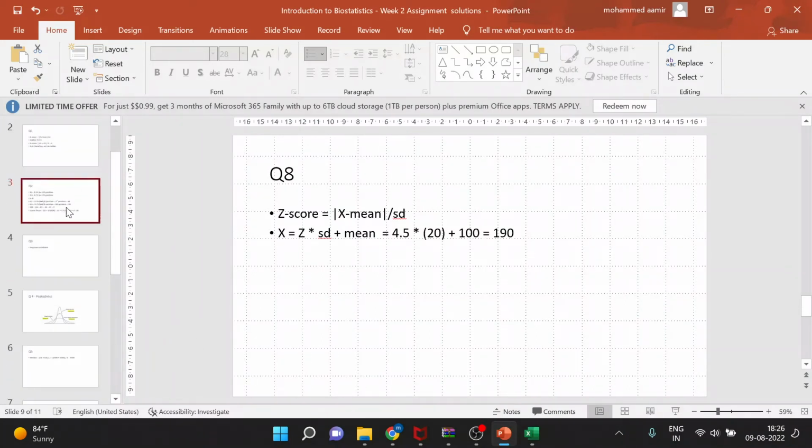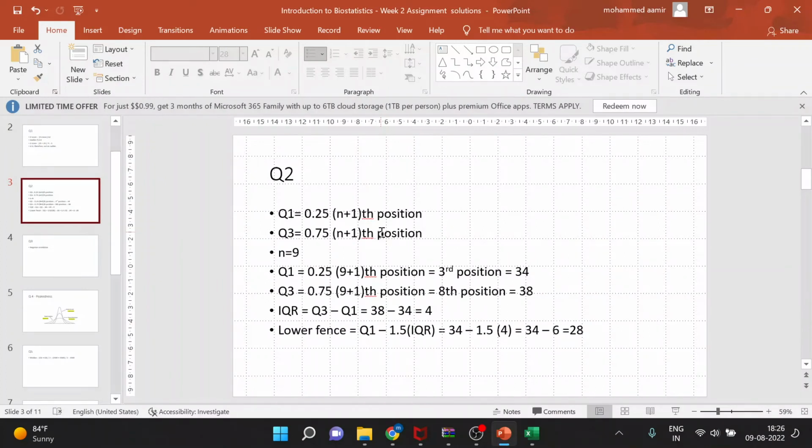So you need to calculate quartiles, the first quartile and the third quartile. The first quartile is basically 0.25 into the n plus 1th position, which is 0.25 into 9 plus 1, tenth. If you do 0.25 into 10, you get a value of 2.5. You round it off, you get 3. So the third position in the data set is 34.